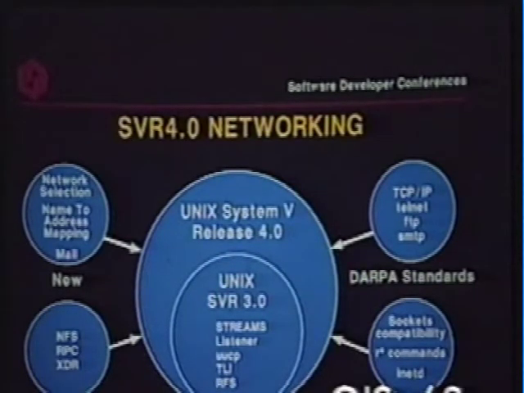There's a lot of work in networking in Release 4.0. Building on the basic capabilities implicit in 3.0, the Streams I/O interface, the listener functions for the transport layer, Honey DanBer UUCP, the transport layer interface itself, and the remote file sharing capabilities, we've now added the support for the Defense Advanced Research Projects Agency, or DARPA, standards, the Transmission Control Protocol and Internet Protocol, and the data communication services built on those, the terminal emulation of Telnet, the file transfer protocol, and simple mail transfer protocol.